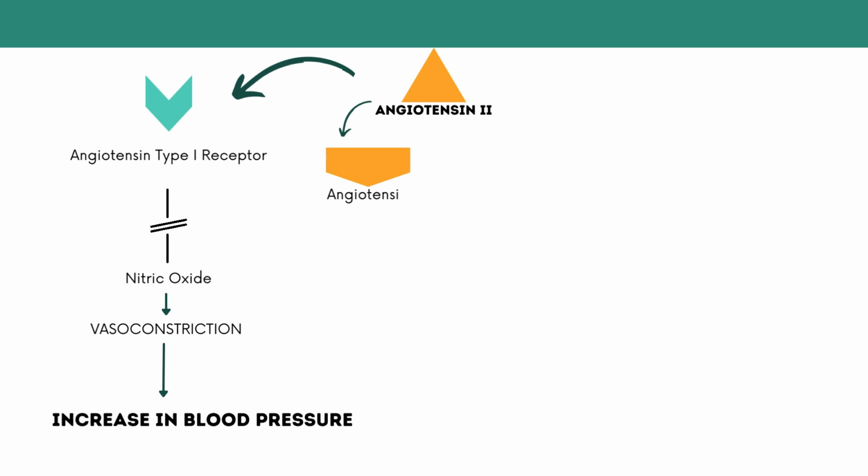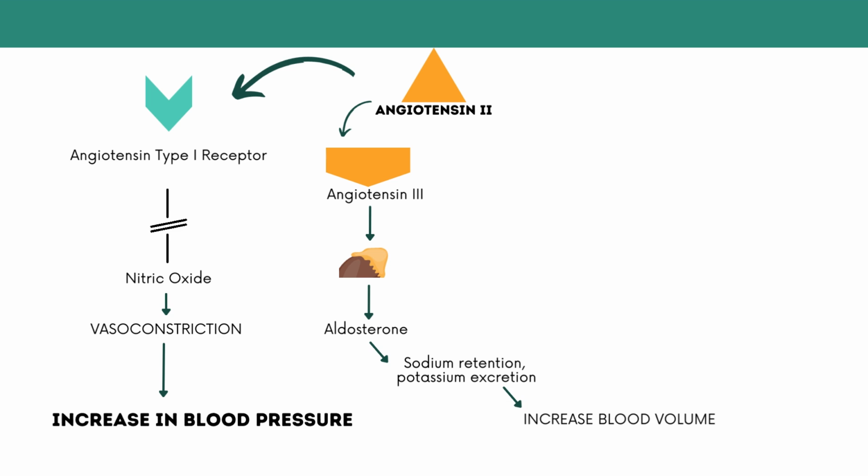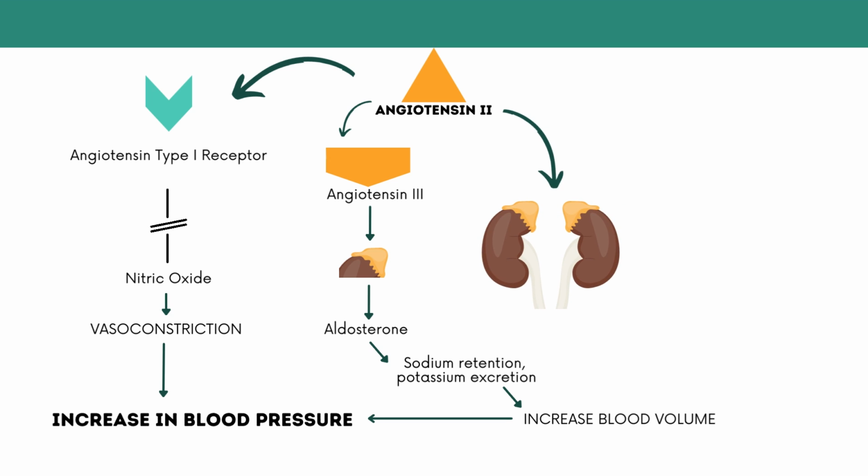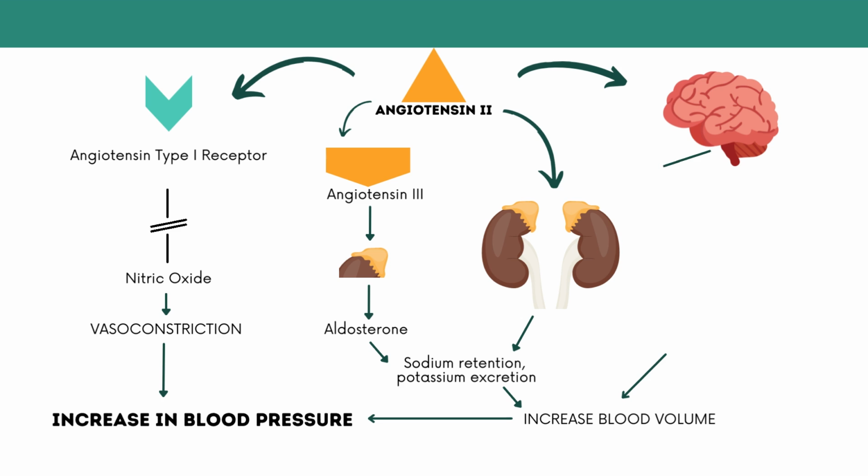Second, angiotensin 2 is degraded by peptidases to angiotensin 3, which stimulates aldosterone release in the adrenal cortex. Aldosterone is a steroid hormone that works by increasing sodium reabsorption and potassium excretion. Hence, fluid is pulled to the blood, increasing blood volume, which results in increasing blood pressure. Third, angiotensin 2 also directly affects the kidney by increasing sodium reabsorption, similar to the effects of aldosterone, although much quicker. Lastly, angiotensin 2 interacts with the brain in three ways.